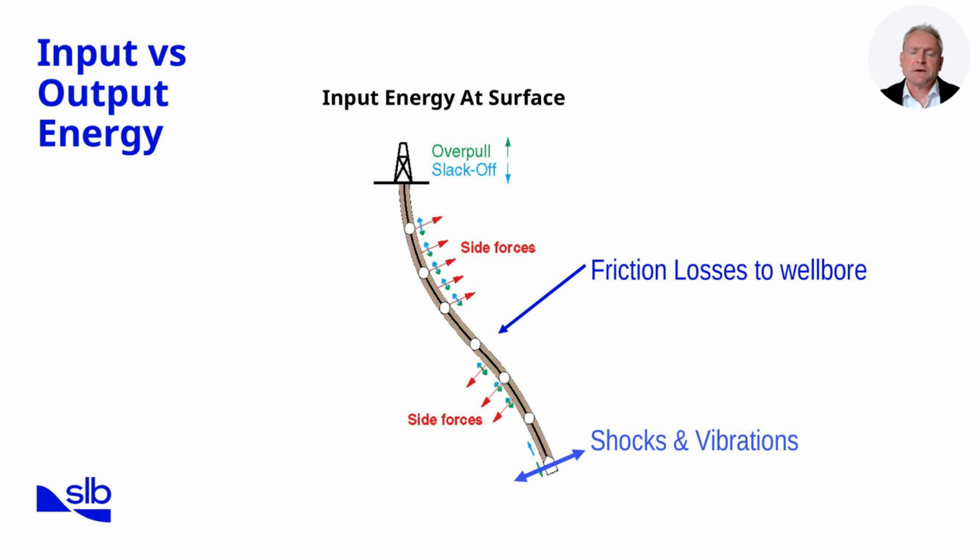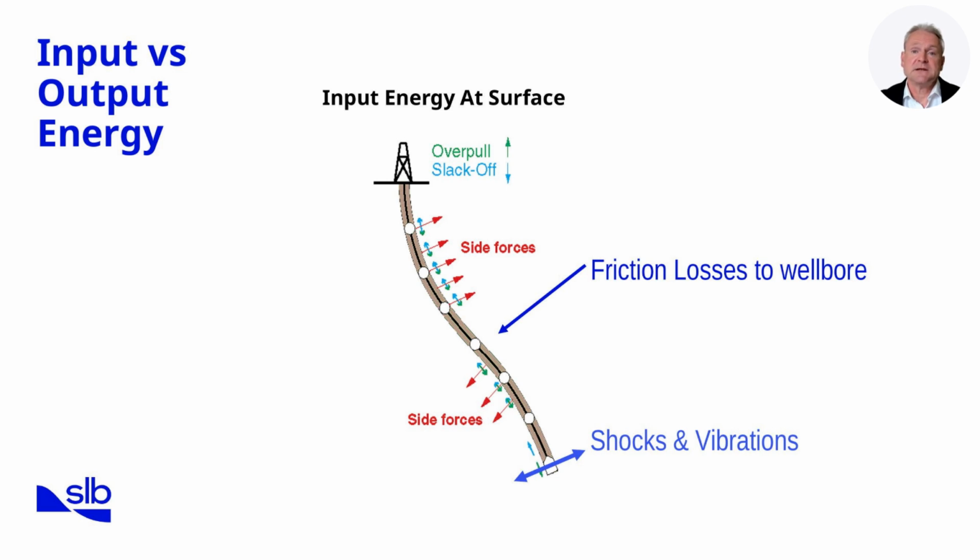Let's look at the concept of input versus output energy in drilling. At the surface, we apply energy primarily through 2 parameters, weight on bit and rotary speed. These forces are transmitted downhole along the drill string, but not all of that energy reaches the bit face. A portion is lost to friction against the wellbore walls, especially in deviated or horizontal wells. Other losses occur due to shocks, stick slip, whirl, and axial or torsional vibrations, all of which waste energy that should be going into cutting rock.